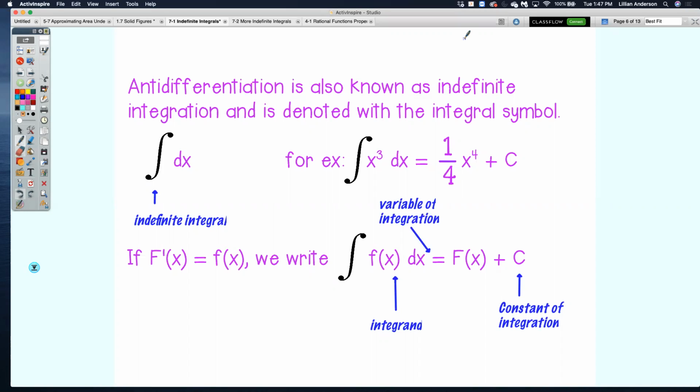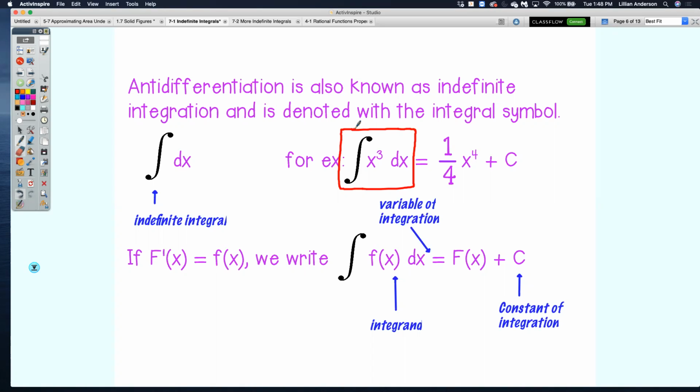So for example, you have the integral of x to the 3rd dx. This essentially would be what is given to you. When you see that, that would mean perform antidifferentiation. So you would use the power rule, where you add 1 to the exponent, then your coefficient is 1 over the new exponent plus c.